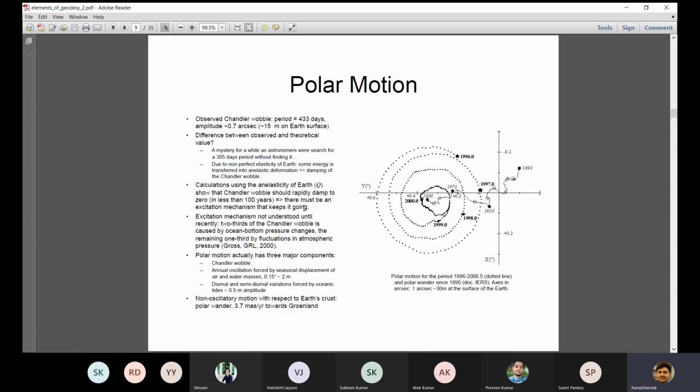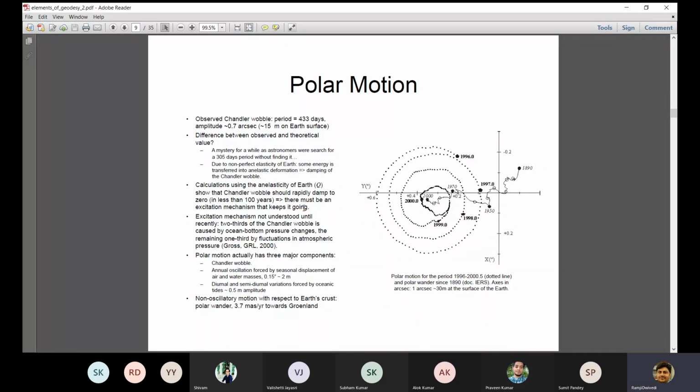That means people were saying that it should be zero within 100 years, but there must be some excitation mechanism, not understood till recently. Two-thirds of the Chandler Wobble is caused by ocean bottom pressure changes, the remaining one-third by fluctuations in atmospheric pressure.